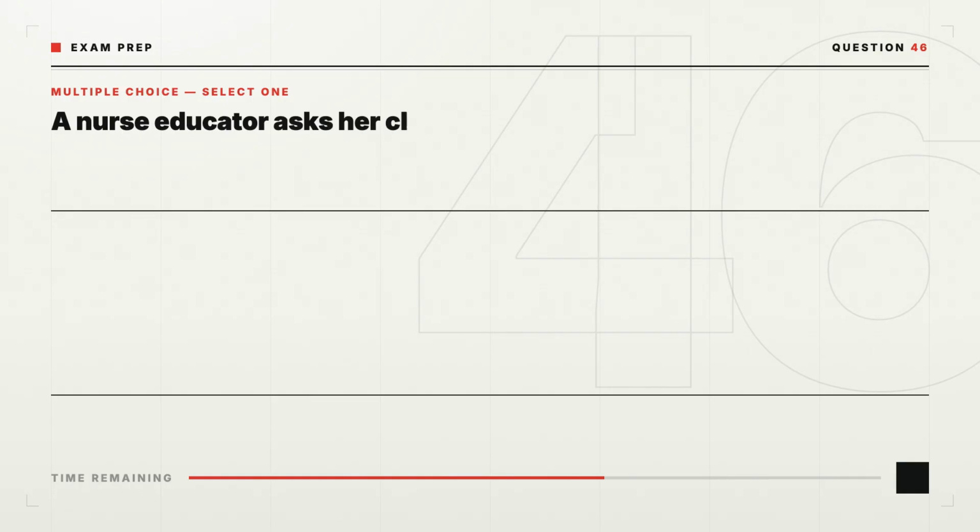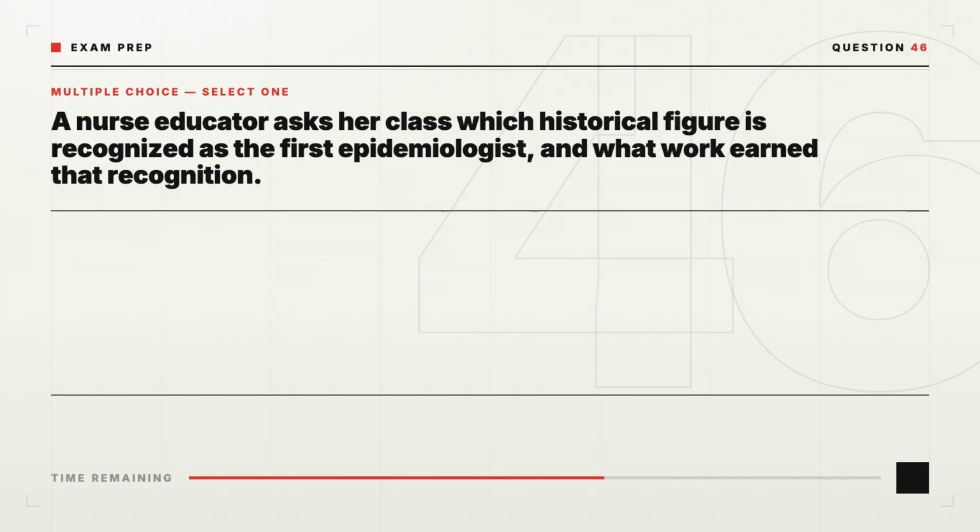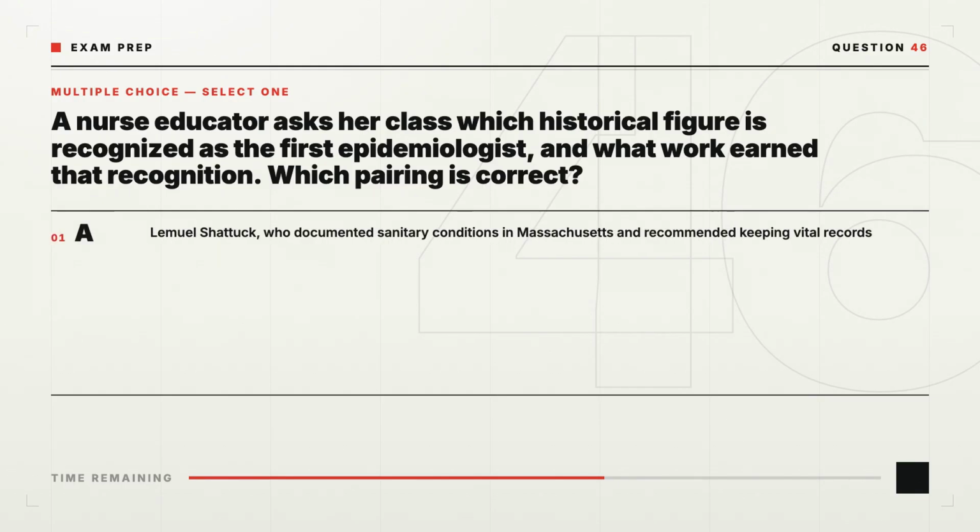Question 46. A nurse educator asks her class which historical figure is recognized as the first epidemiologist, and what work earned that recognition. Which pairing is correct? Your options are A. Lemuel Shattuck, who documented sanitary conditions in Massachusetts and recommended keeping vital records.